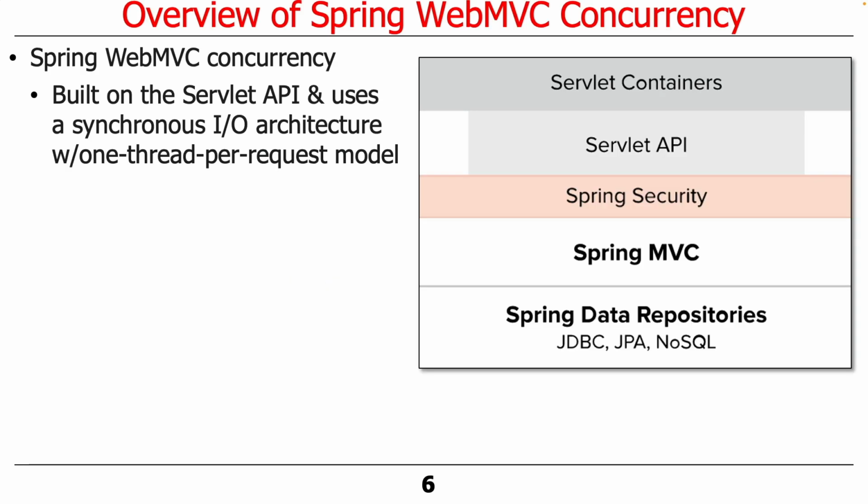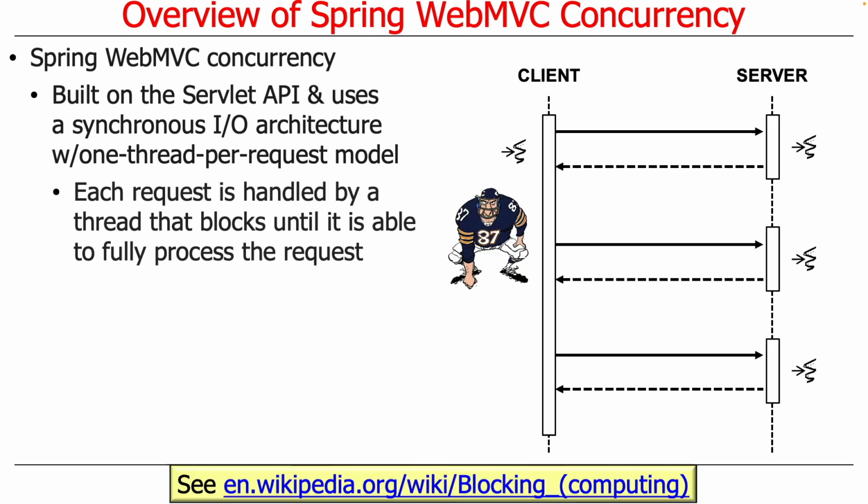So Spring WebMVC concurrency uses something called synchronous input-output, or synchronous I/O. What that means, as we'll see in a second, is that when a client makes a call, it will block waiting for the result to come back. And the other piece of the puzzle that's important to understand is that Spring WebMVC on the server side uses a one thread per request model.